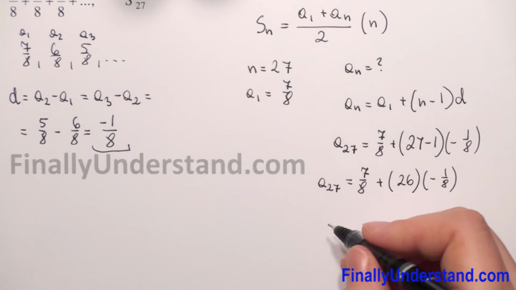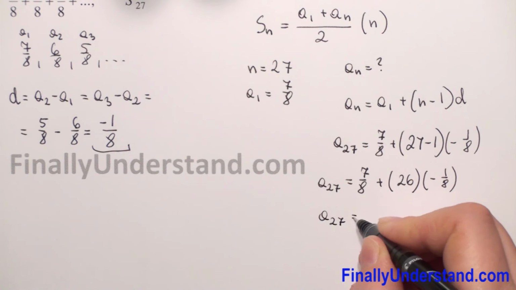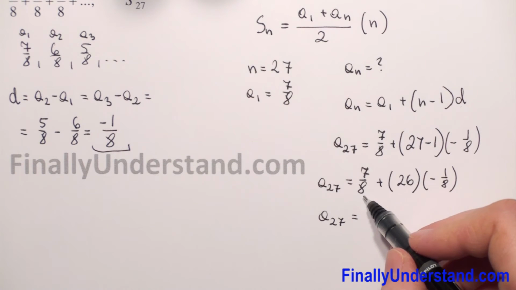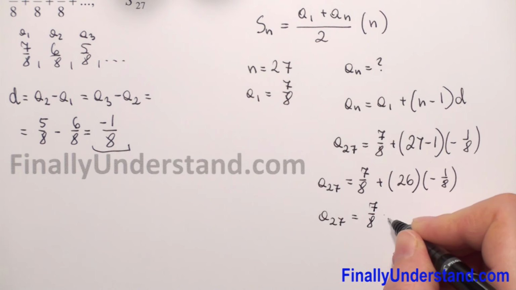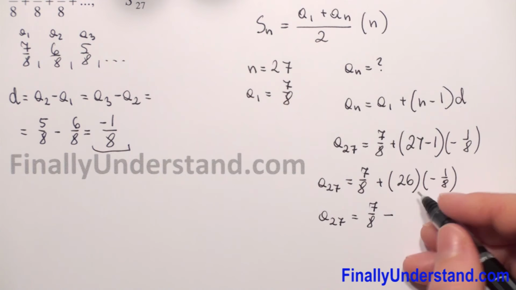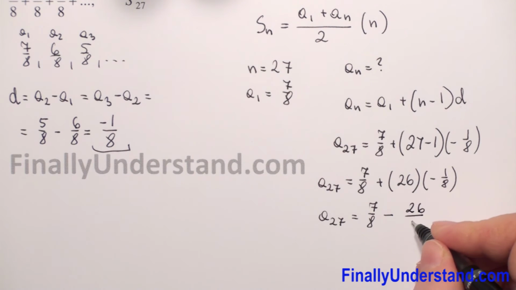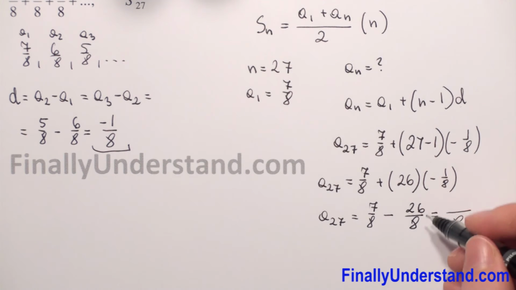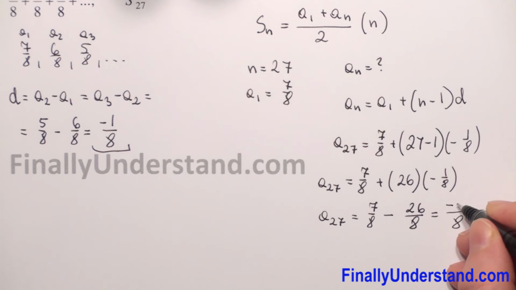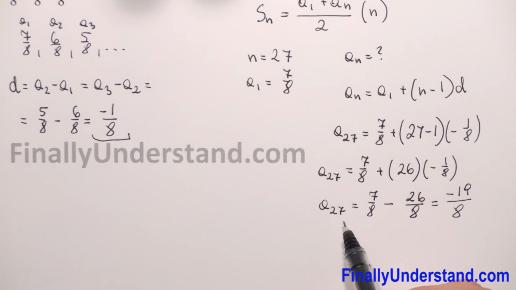So we will have, because we have a fraction here, I will not reduce now. I will copy 7 over 8, and we have positive and negative, so it will be negative. 26 times 1, so it will be 26 over 8. So this is equal to, denominator 8 we copy, subtraction of fractions. 7 minus 26 is negative 19. So we have negative 19 over 8, the 27th term of our arithmetic progression.